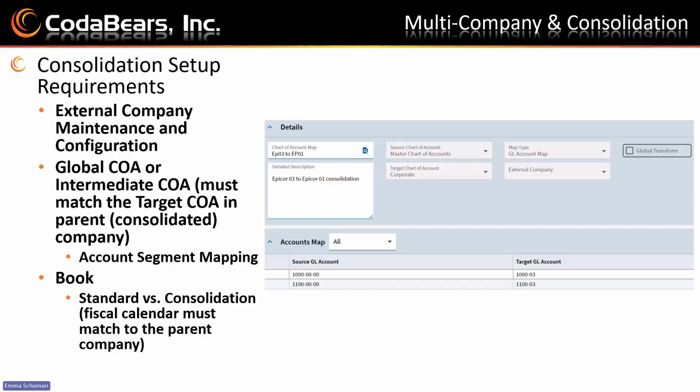Finally, consolidation books are needed. If needed, this is used as the intermediate book, which is different than a standard book. At one point, we would also need to have a secondary standard book, which is the actual consolidated book. A little bit confusing there. The type being consolidated doesn't mean that it is actually the consolidated book. It just means that that would be your intermediate book. These books must use the same physical calendar as the parent company.